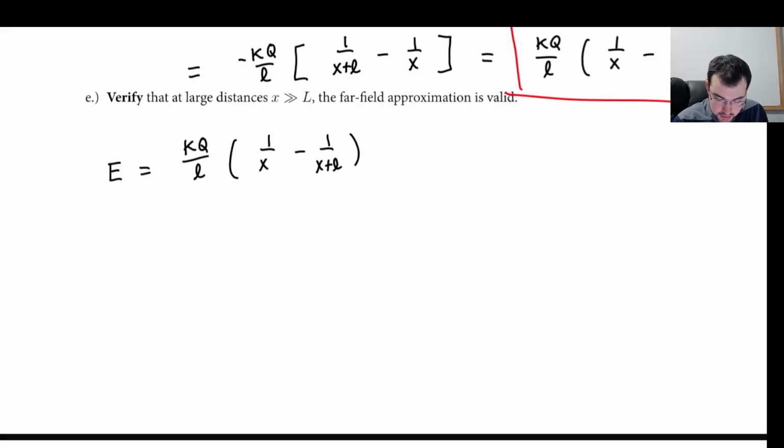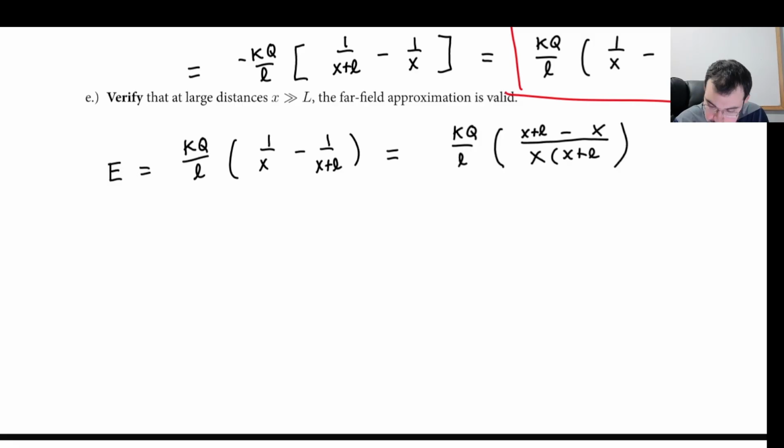So if this works, we're looking for an x squared. So maybe getting a common denominator is a good first step here. By getting a common denominator, that means the x plus L is needed from the first term, and x is needed for the second term. So that's our common denominator. So we see that the x actually does cancel.